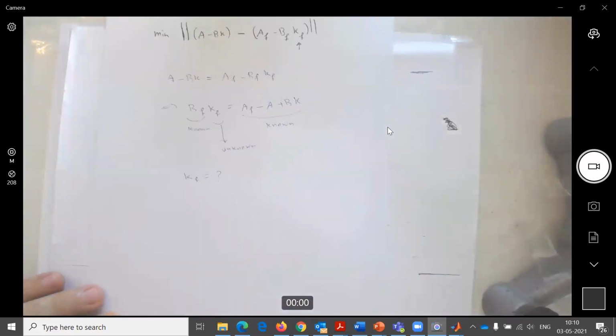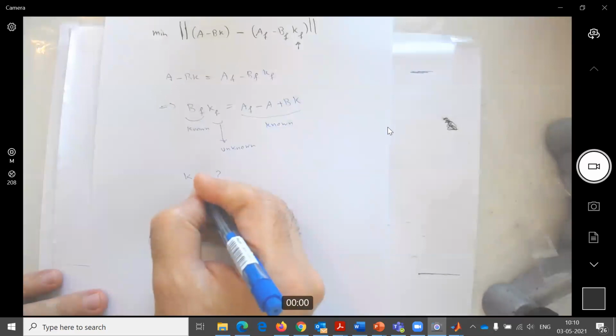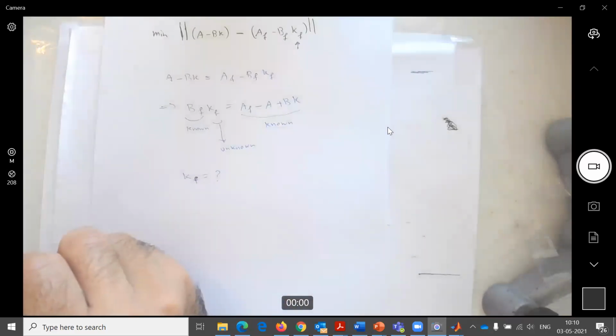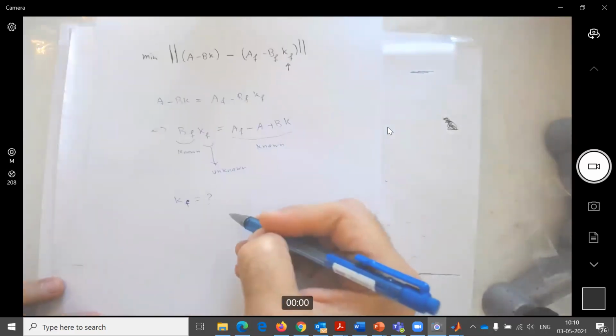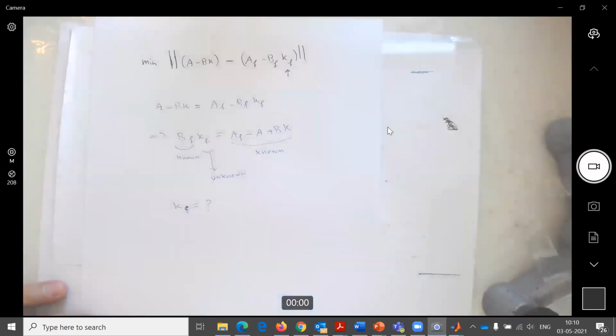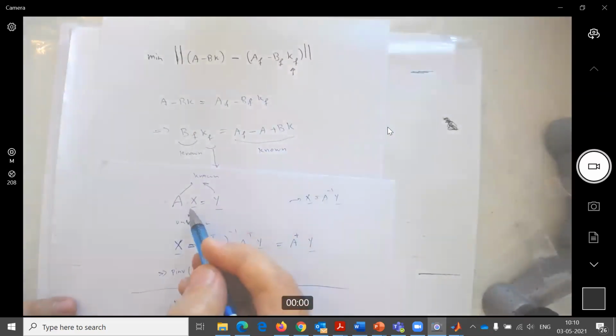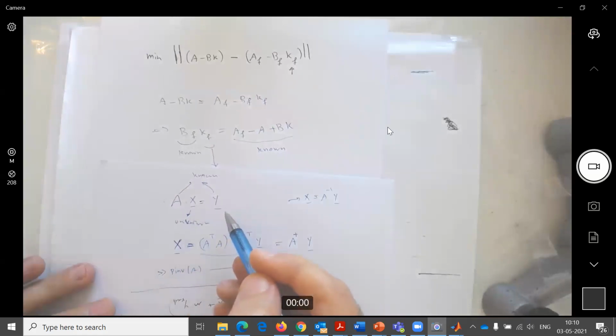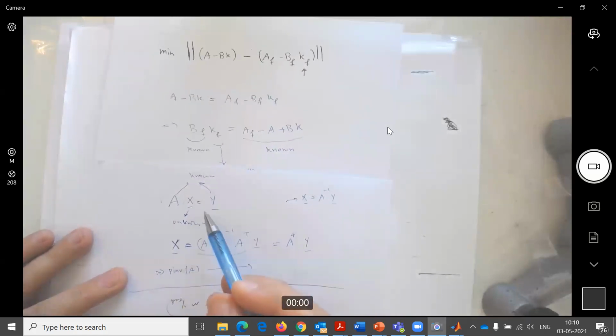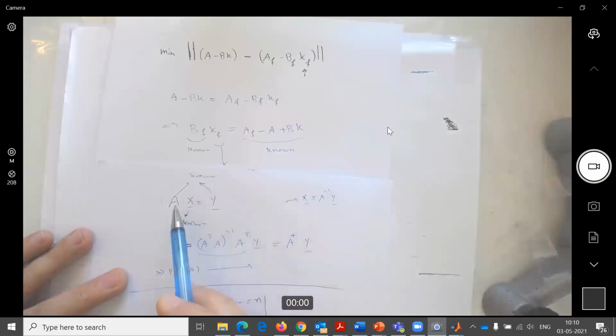Okay, back to this problem. What is KF? When I say what is KF, if you minimize these, because it was the same here, AX equal to Y doesn't have any solution. So what we do, we try to minimize AX minus Y, because there is no solution for that. But we can minimize AX minus Y, and the solution was X is equal to the pseudo inverse of A multiplied by Y.